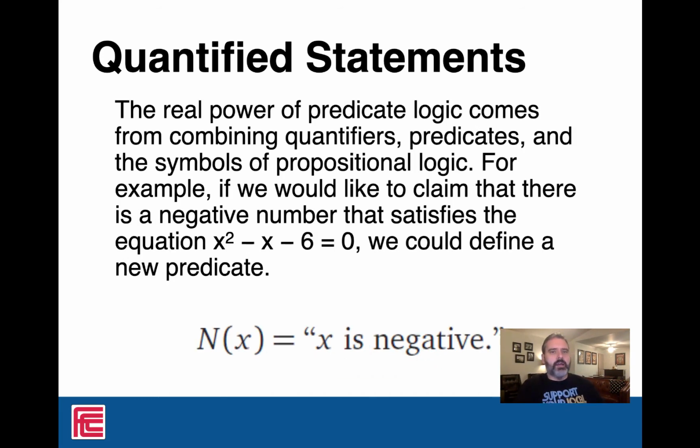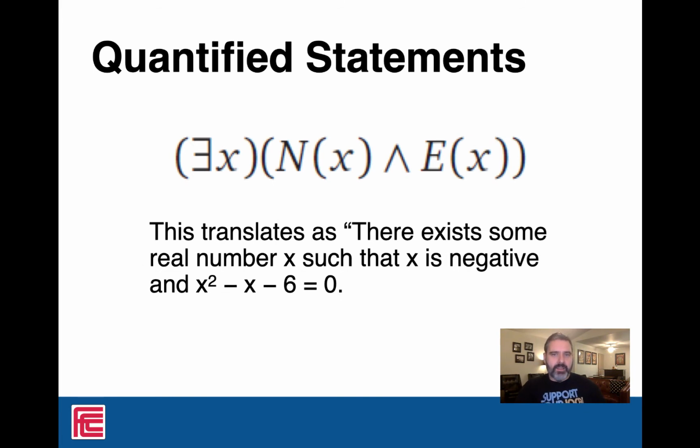So the real power of predicate logic comes from combining quantifiers and other pieces together, so let's do that. We've already got a nice equation, the E of x. Let's do a new one. N of x just means x is negative. So N of x will represent that. Now we can say something like, there exists an x, N of x and E of x, which is to say, there exists some number such that x is negative and x squared minus x minus 6 equals 0.